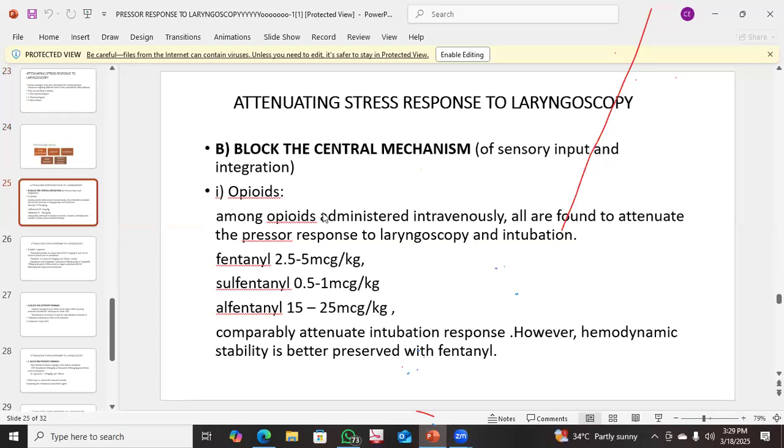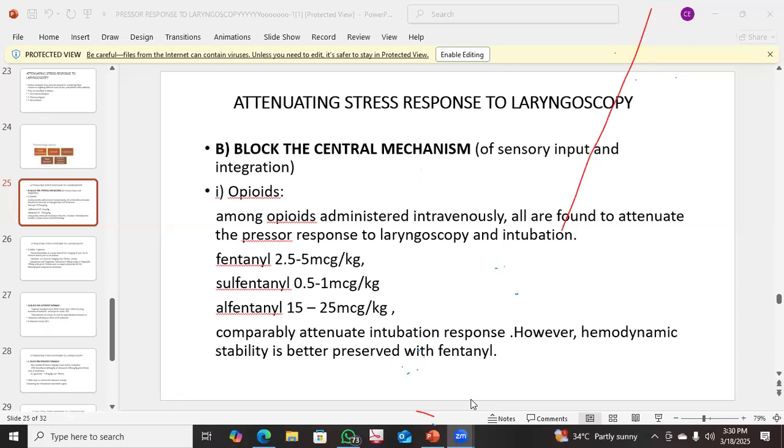Dr. Chitindi discussed the stress response to laryngoscopy. We can't hear you, Dr. Gray. Can you hear me? Hello? Hello, can you hear me, please? Yes. Oh, okay. Thank you very much.